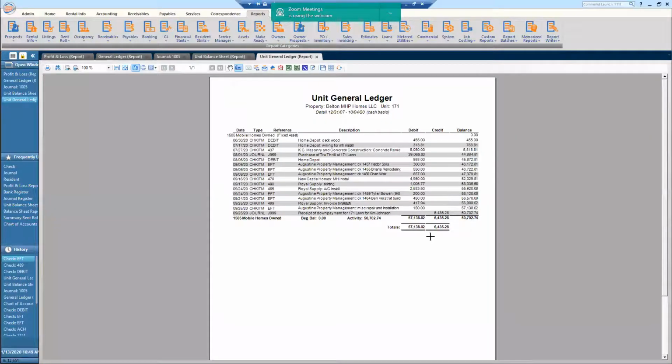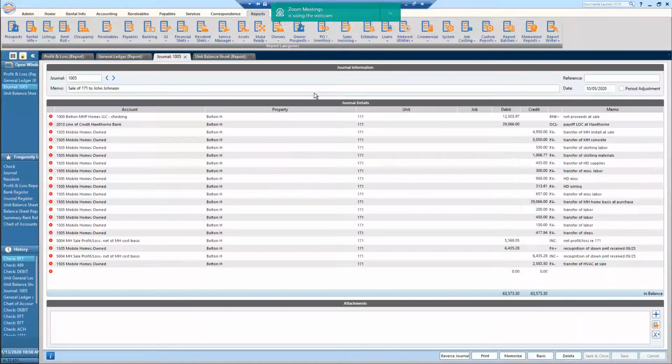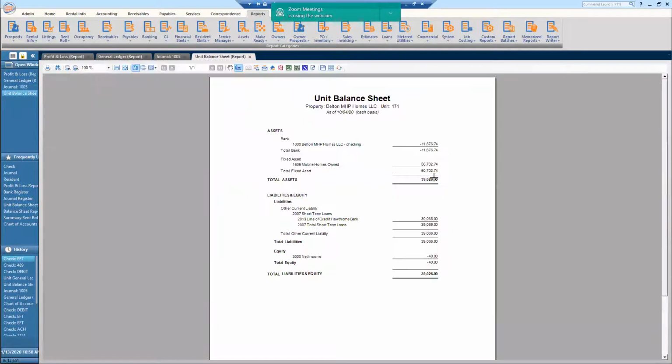Okay, so very granular level accounting here, which is why I'm hiring Logan, so I don't have to do this anymore, among other reasons. Okay, and we can reflect the down payment of 64235. So let's drill out of the unit general ledger, get back to our unit balance sheet. Mobile homes owned, we had a line of credit.